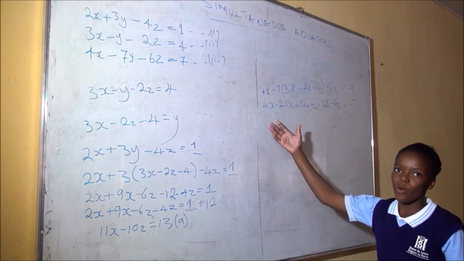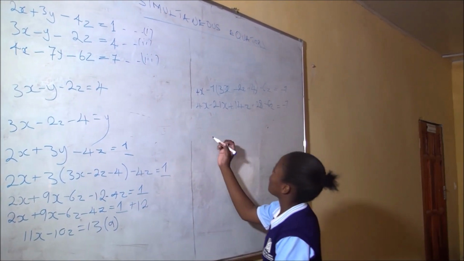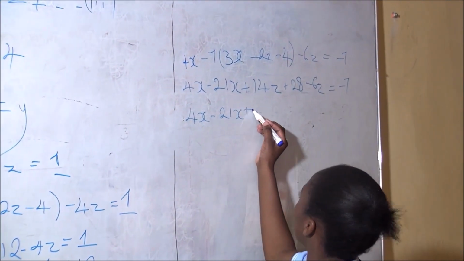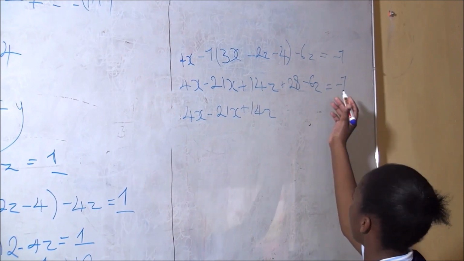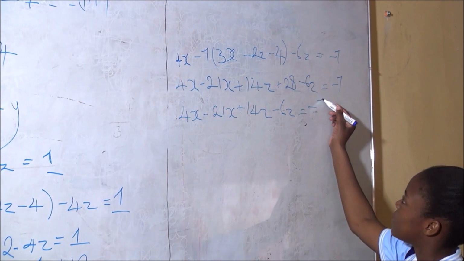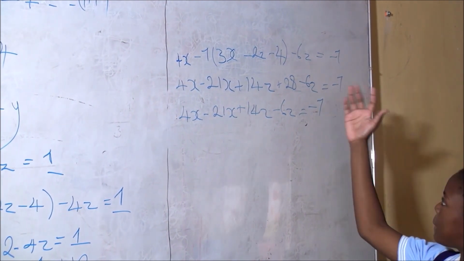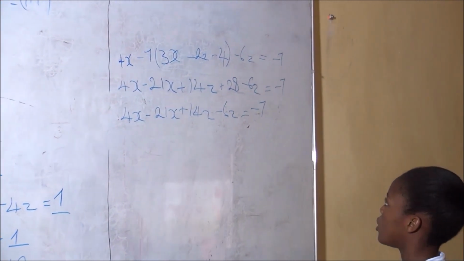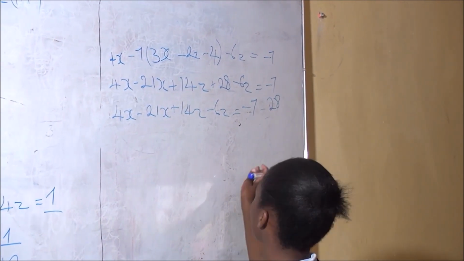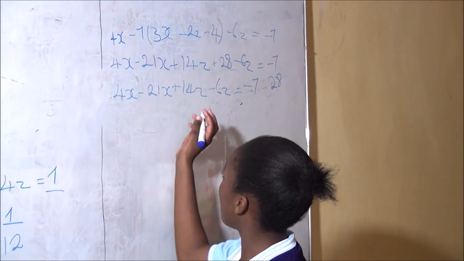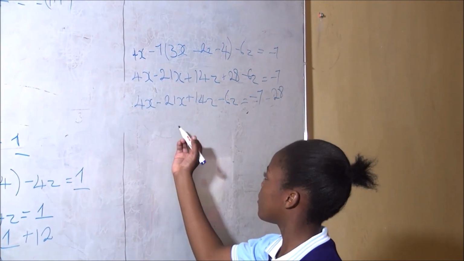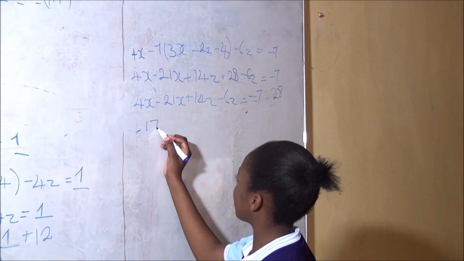So here, after this, we're going to get the like terms, which is 4x minus 21x plus 14z minus 6z, which is equal to negative 7. Then here we're going to get positive 28. When it crosses the equal sign, it's going to be negative 28. So here, when we subtract 4x minus 21x, it's going to give us negative 17x.